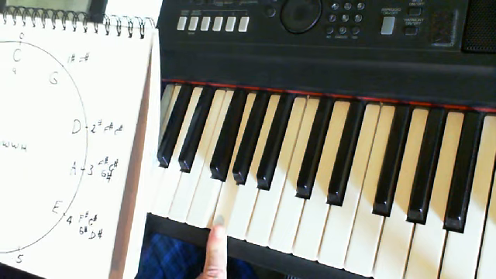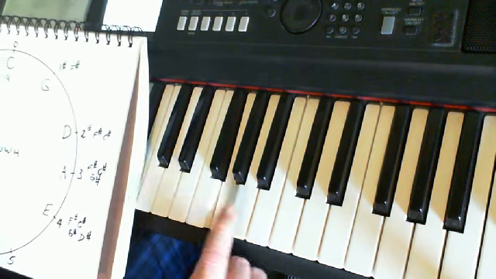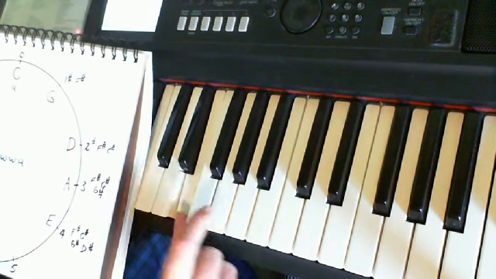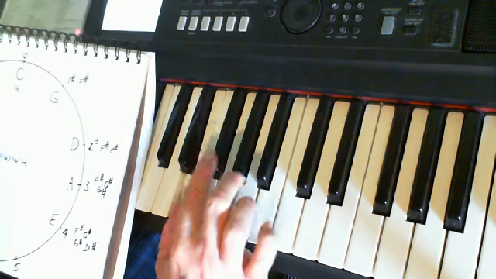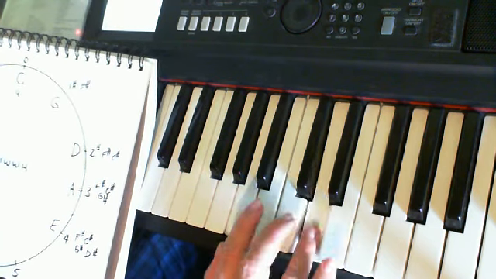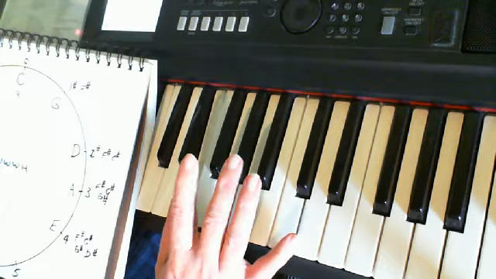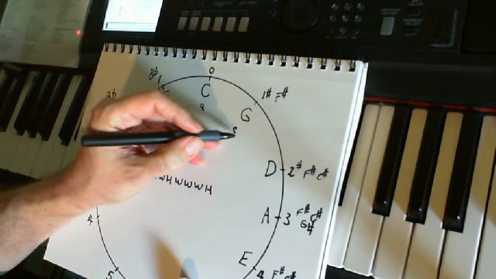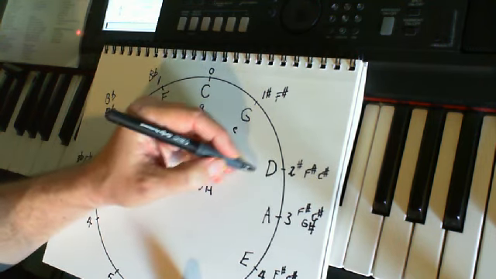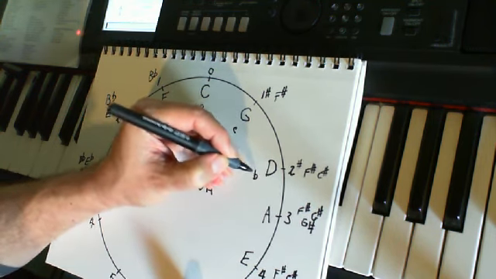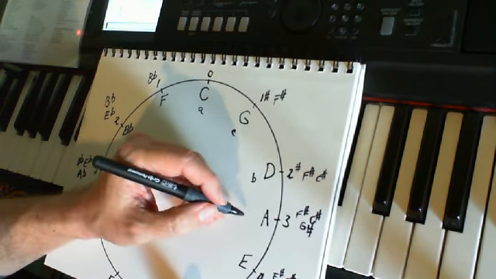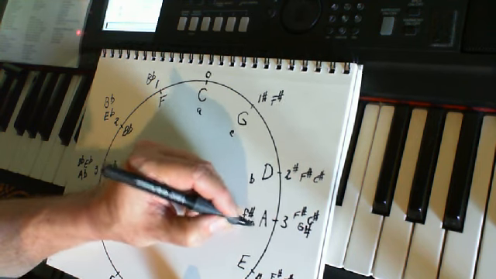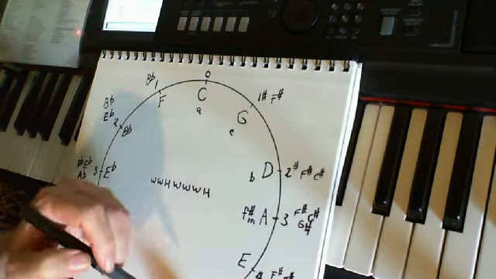And G major shares E minor, which is 6 up from the root. 1, 2, 3, 4, 5, 6. E minor. And it has 1 sharp. And so on around. D has the key of B minor, A has the key of F sharp minor, and so on around in the relative minor position.